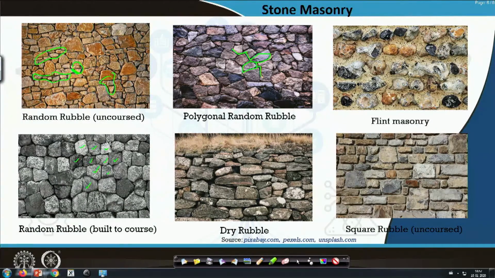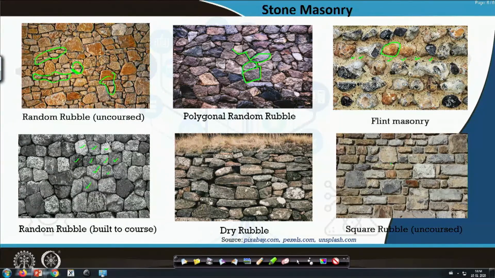Regular polygons can be seen. Here you see in the flint masonry where it is mentioned, there is a lot of plaster, a lot of mortar or the binder, and the number of stones is not so much. So, instead of putting small stones which is seen in random rubble, here it is filled in with more of mortar.